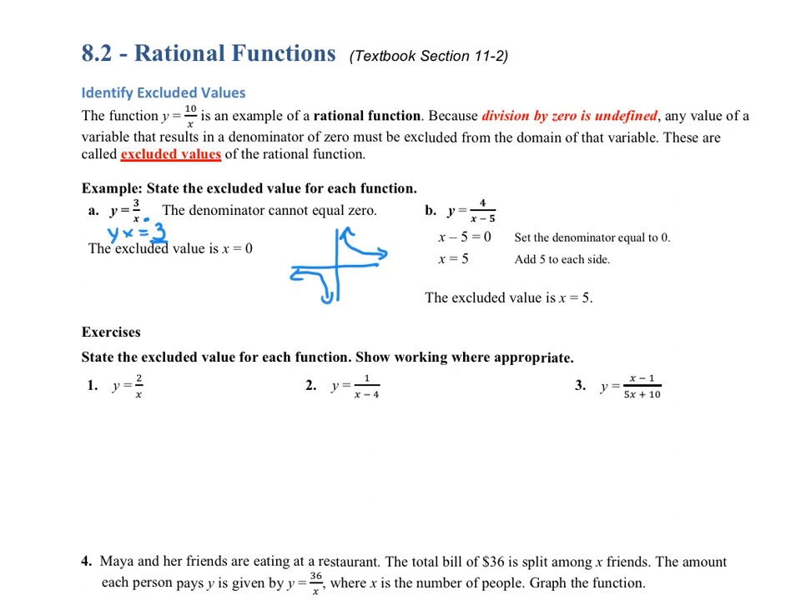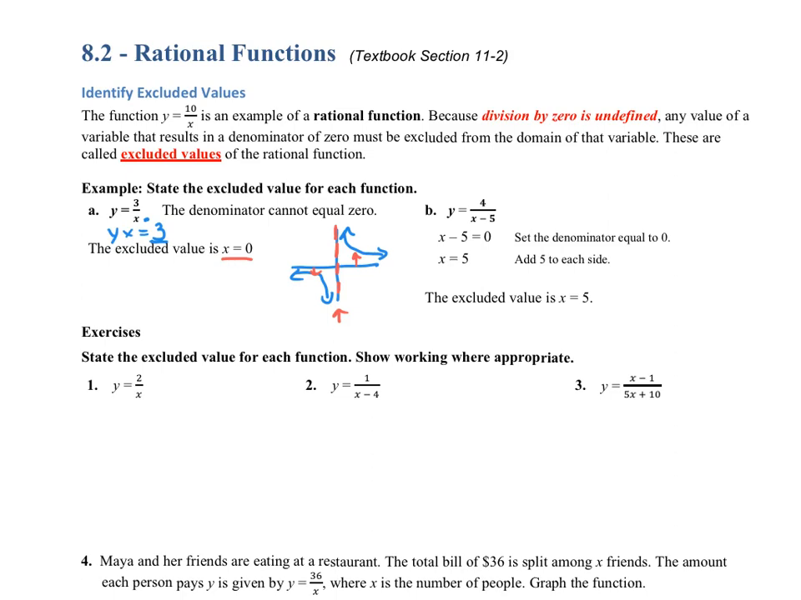Okay, but more importantly, our excluded value is just where the vertical asymptote is. All right, so my excluded value is the place in the domain where I don't have any x. I've got graph everywhere, someplace above or below the x-axis, everywhere except for x is equal to 0. So that's an excluded value for this function.